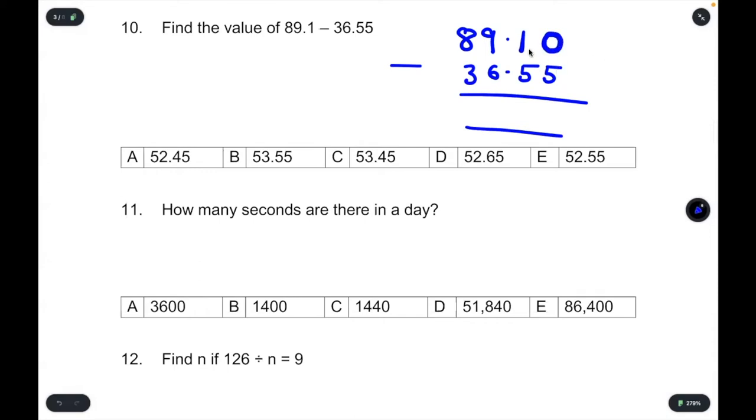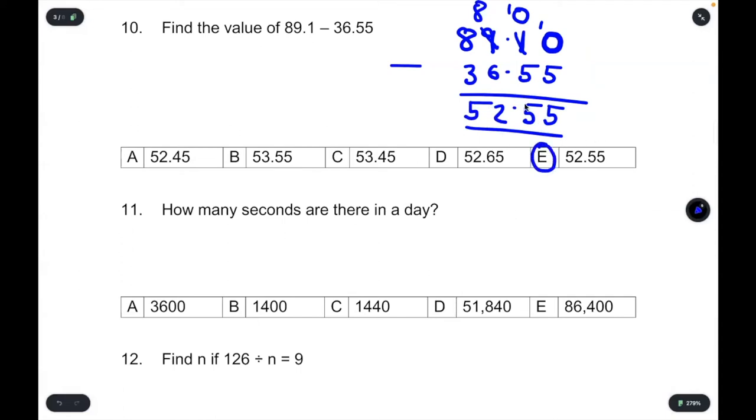0, take away 5, you can't do. So we borrow from the 1, this becomes a 0, this becomes 10. 10, take away 5 is 5. 0, take away 5 again, not working. So 9 becomes 8. Here we've got 10, take away 5 is 5. Decimal point stays where it is. 8, take away 6 is 2. And 8, take away 3 is 5. Therefore, the answer is 52.55.